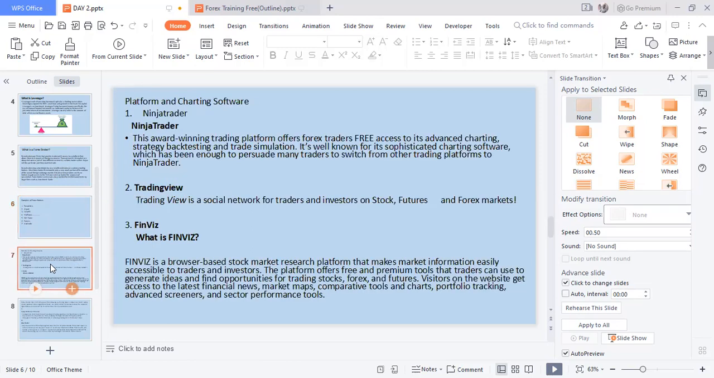Now, the next thing we also like to look into is platforms and charting software. We have several types of platforms and charting software. You have NinjaTrader, you have TradingView, you have Finviz, and so on and so forth. But the one that I've used, that I am used to, is TradingView. Don't worry, when you come to the advanced class, I'll teach you more about TradingView.